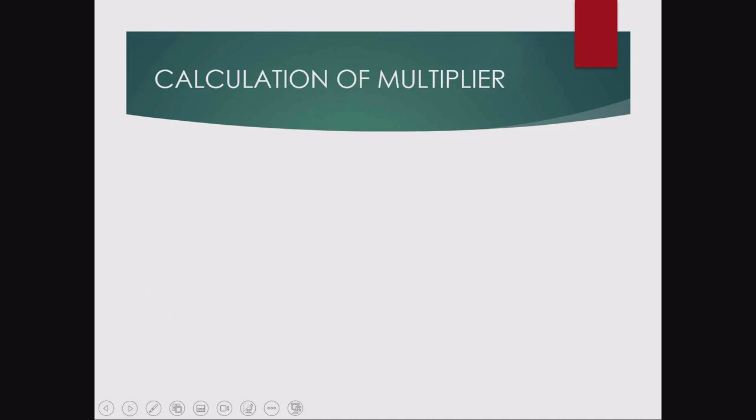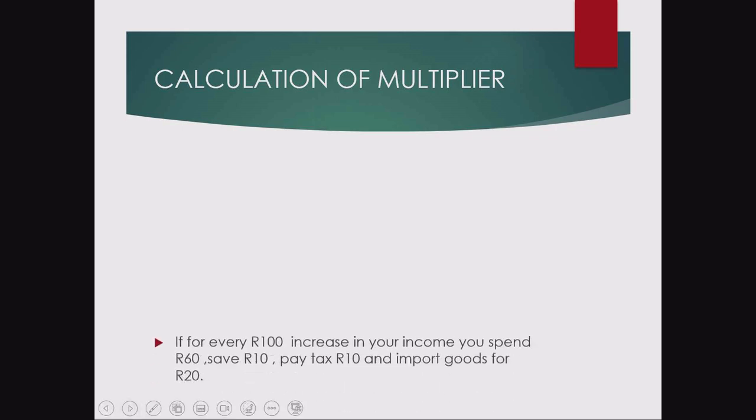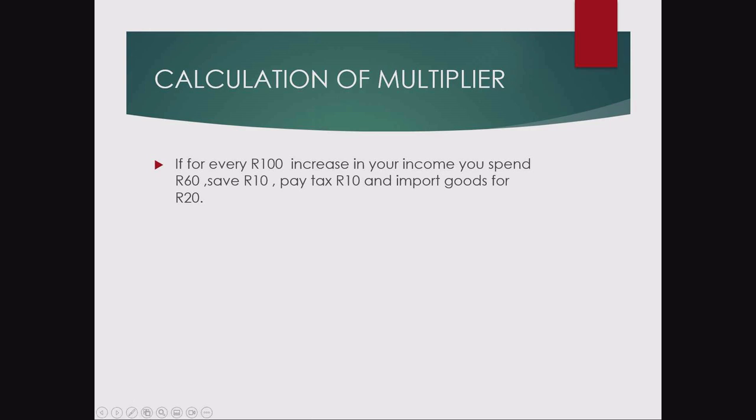Now let's come to the calculation of the multiplier, which is very important. There's always 4 marks for the calculation of the multiplier. And the first thing that you need to know is the formula. Just before I come to the formula, let me give you this scenario. For every 100 Rand increase in your income, you spend 60 Rand, save 10 Rand, pay tax of 10 Rand, and import goods for 20 Rand. This is what will happen.